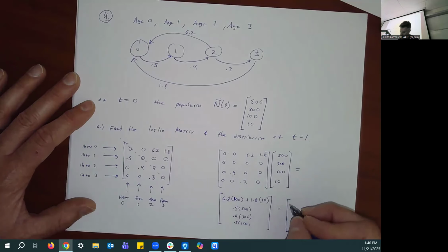You're going to get 620 plus 18. You're going to get half of 500. You're going to get 0.4 times 300, which is 120. 0.3 times 100, which is 30. That's good enough.